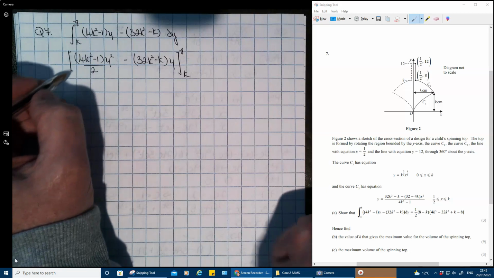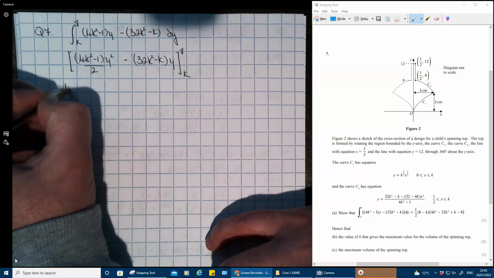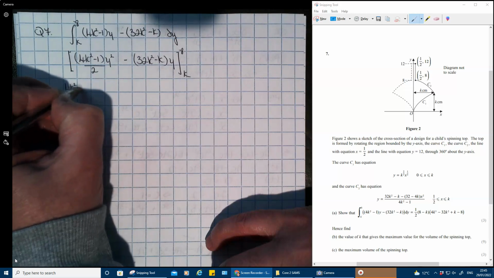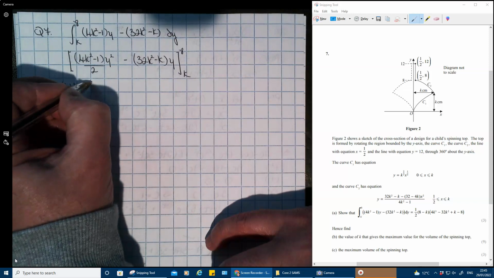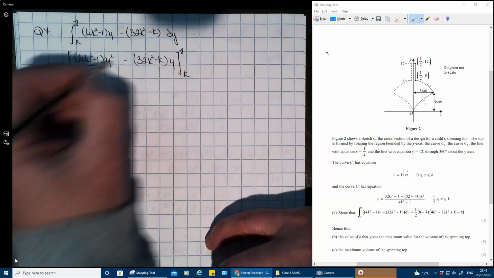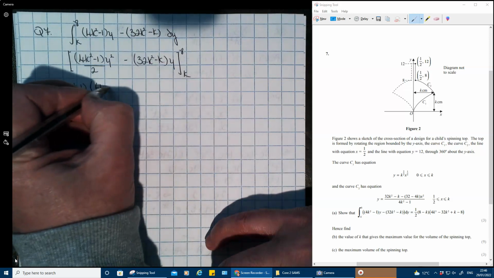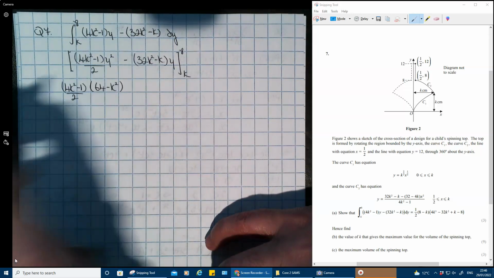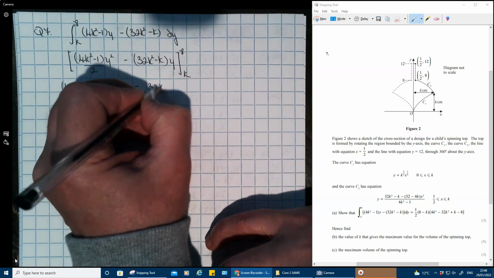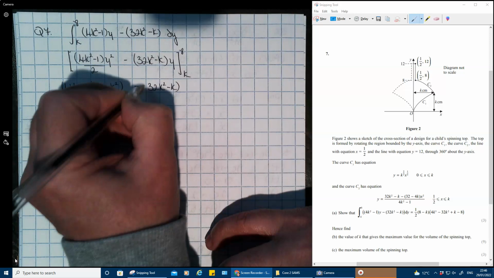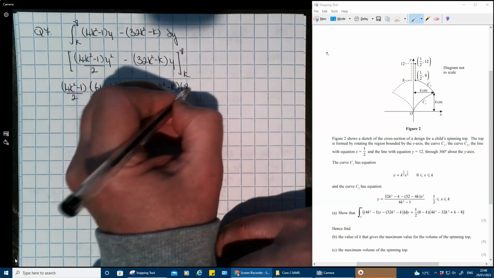Okay, so we substitute 8 in, we get 4k squared minus 1 over 2 times, put 8 in, I get 64, put k in, I get k squared. Take away 32 lots of k squared minus k, put 8 in, and then I put k in.